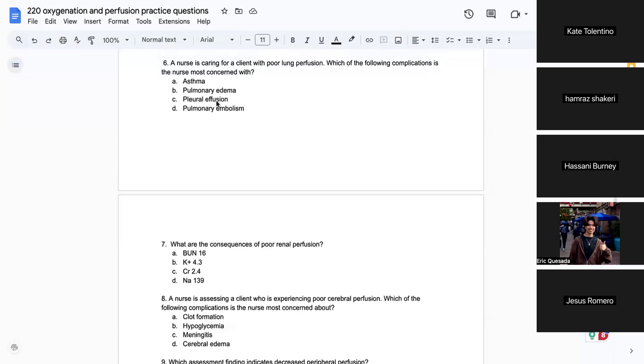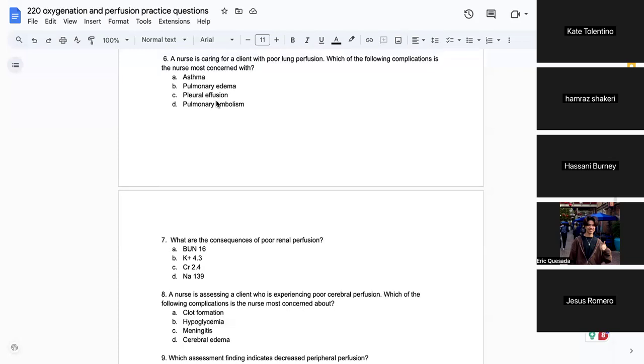Okay, number six, a nurse is caring for a client with poor lung perfusion. Which of the following complications is the nurse most concerned with? A, asthma, B, pulmonary edema, C, pleural effusion, or D, a pulmonary embolism?